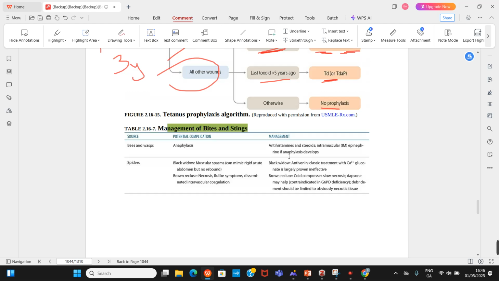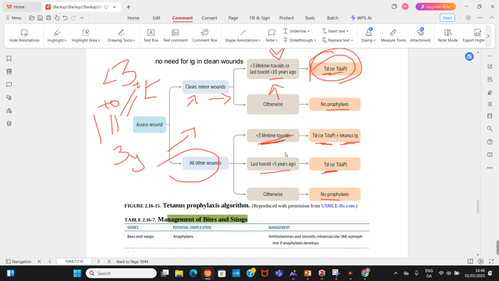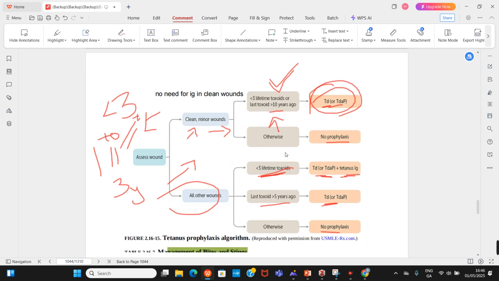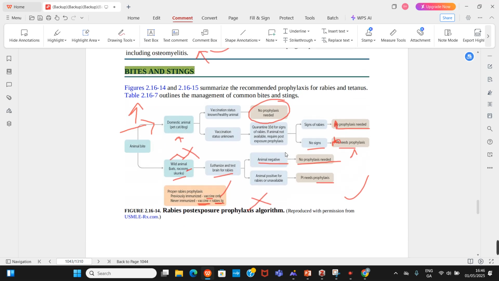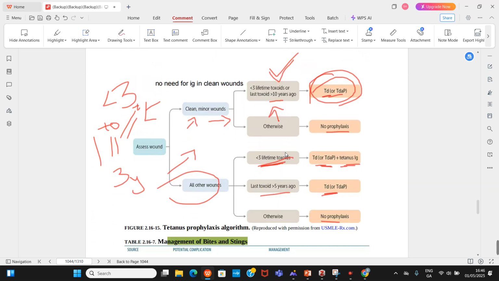Dr. Ban, please, I have a question on that algorithm. The one for the tetanus. For this one, if it's a clean wound, what do they actually mean by otherwise? So otherwise means dirty, something that is not clean.